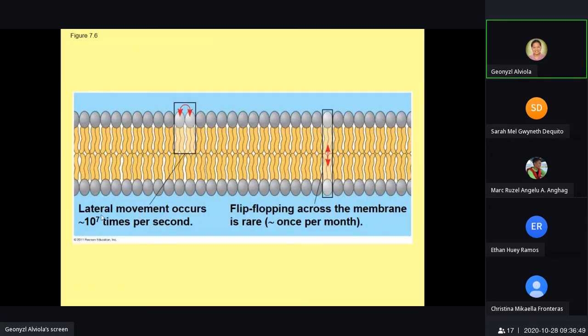So these are the lateral movements, which occur about ten nanoseconds per second. So this is the flip across the membrane. So sa cell biology na ninyo, tutunan.